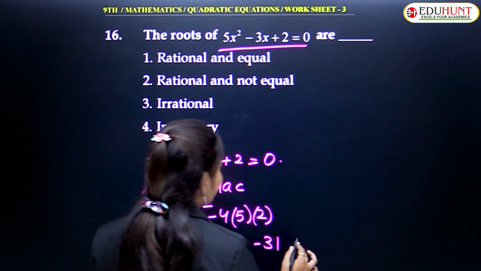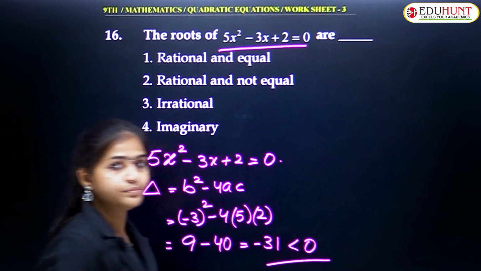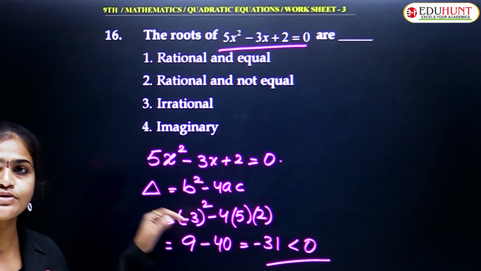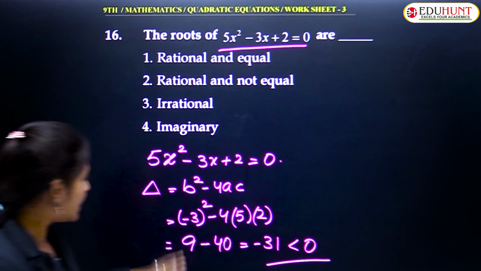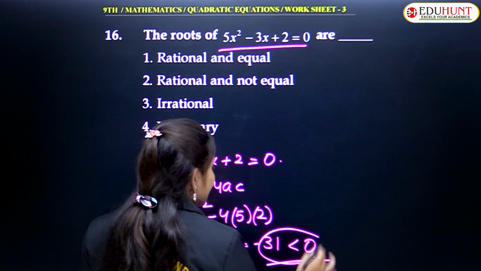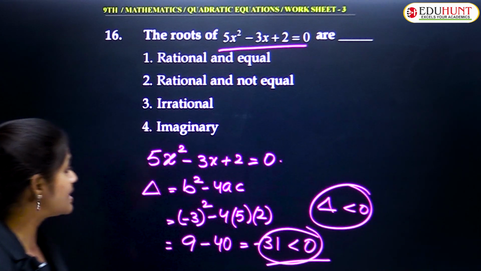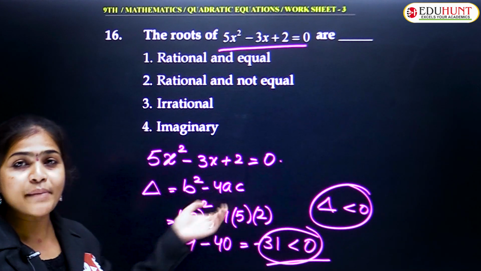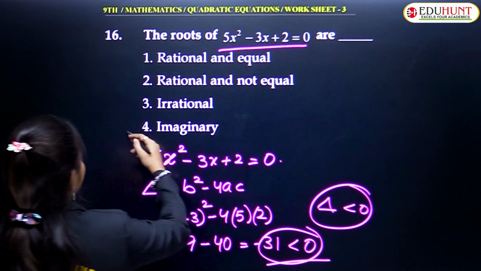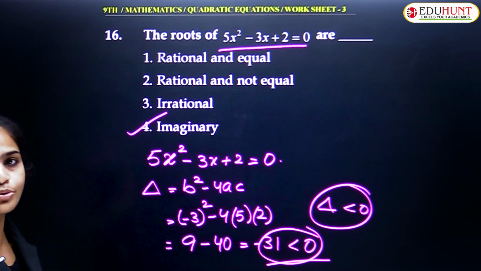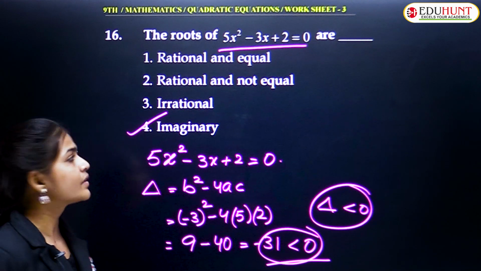So minus 31 means that it is less than 0. Yes or no? Negative values mean those values are less than 0 only, no? So that's why, if delta is less than 0, then we know that the roots are imaginary. So which option is correct? Yes, imaginary roots. Am I clear to you, children?